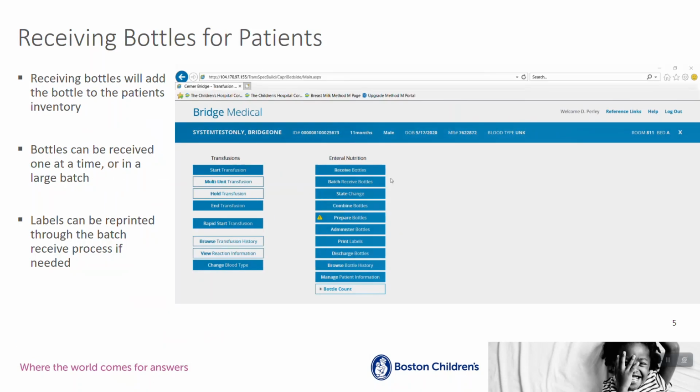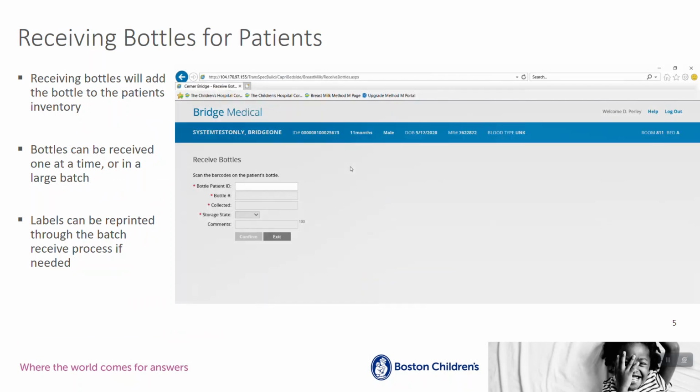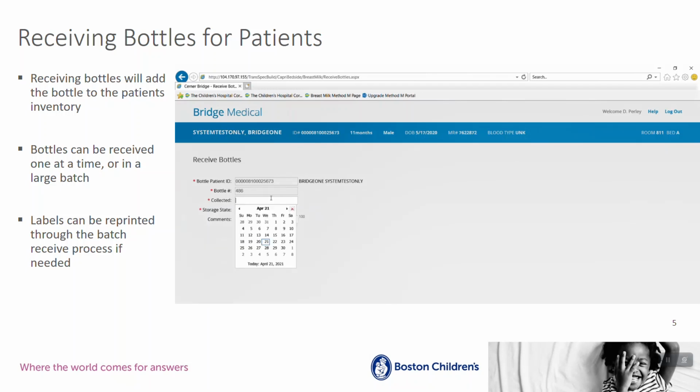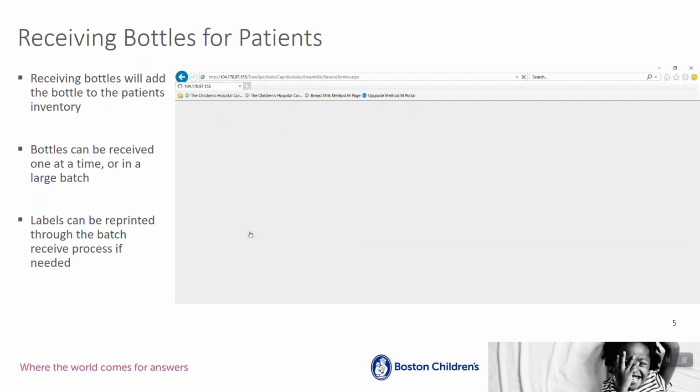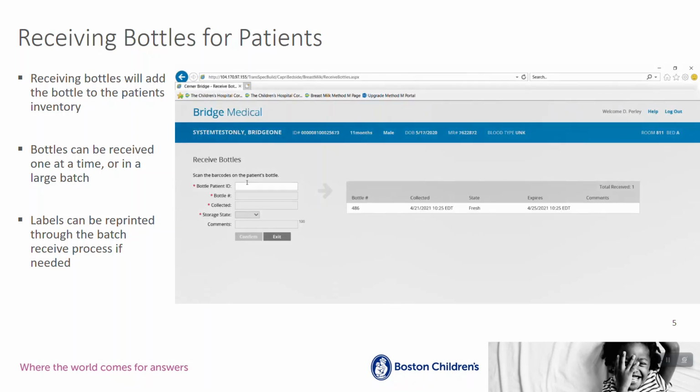When mom returns with milk, we need to receive the bottles into inventory. Click the Receive Bottles for the first way to do this. Scan your bottle label that mom has applied. In the collected field, enter the collected date time mom has written on the label. Choose your storage state. This one is fresh. And then click Confirm.